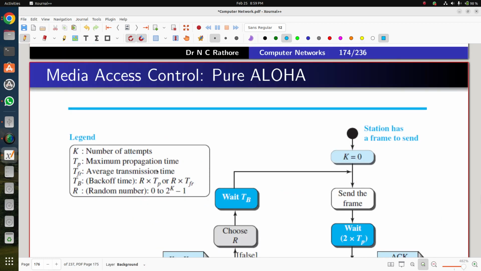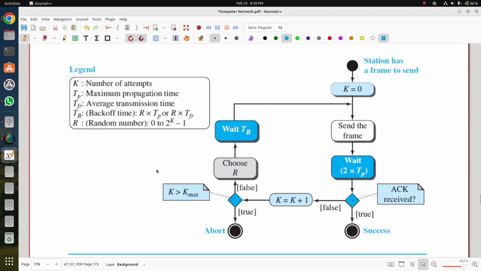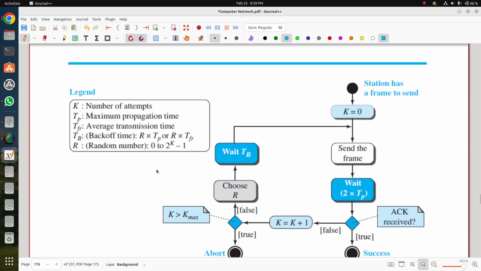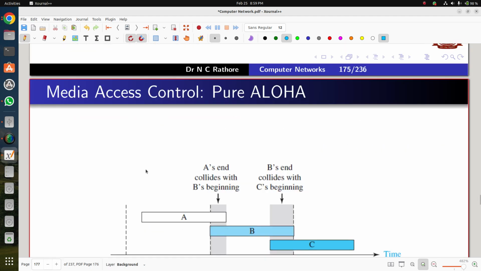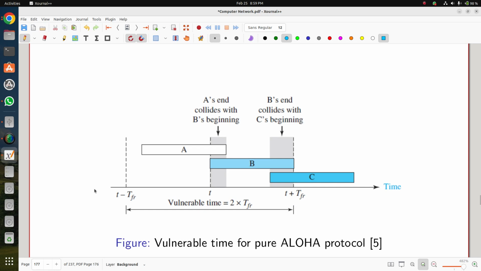So this is the complete protocol that we have discussed. You can just have a look at this. I have explained whatever I wanted to explain. Okay, so in case of pure ALOHA, you need to define a term that is called vulnerable time. So vulnerable time is a time that tells you that within this period, if another station transmits, no transmission will become successful. Okay, so vulnerable time means we define a time duration.